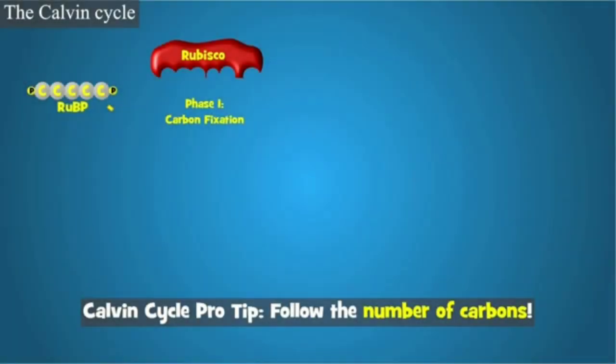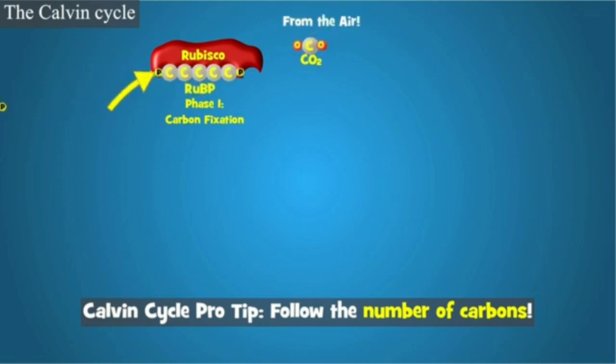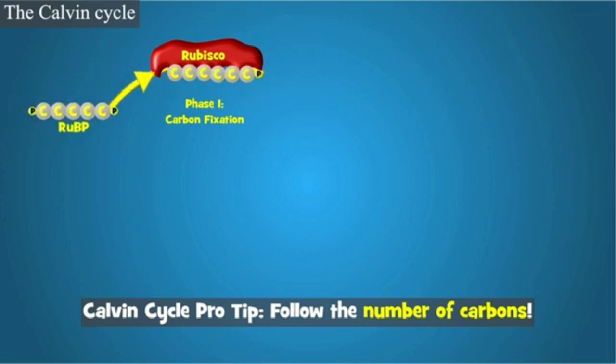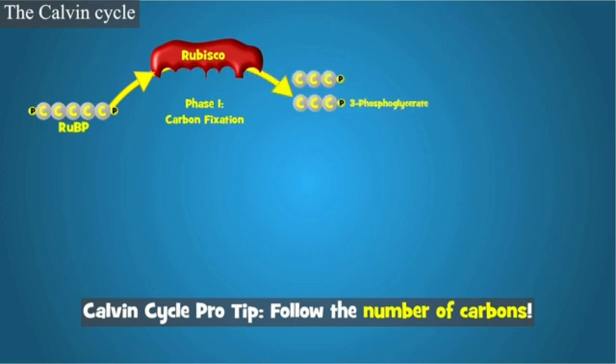An enzyme called rubisco takes carbon dioxide from the air and adds it to a 5-carbon compound called RuBP. This makes a 6-carbon compound that immediately splits in half to make 2 molecules of 3-phosphoglycerate.